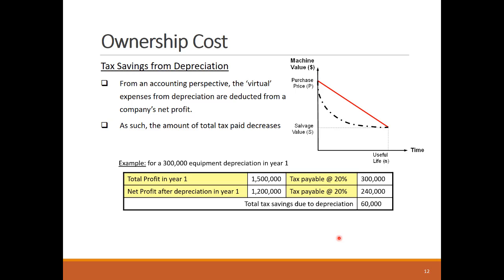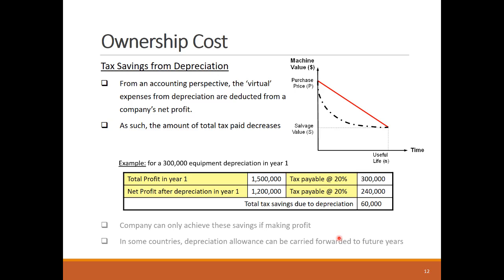Based on this calculation, the company will be able to claim their equipment depreciation only in the years when it makes profit. So some countries allow businesses to carry their depreciation allowances to future years to get more tax benefits.